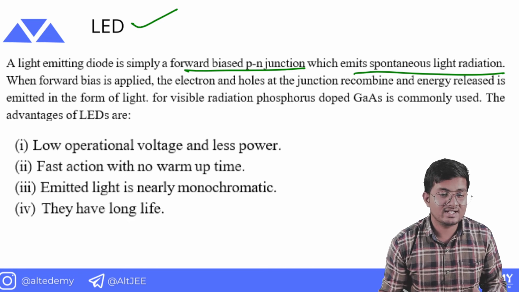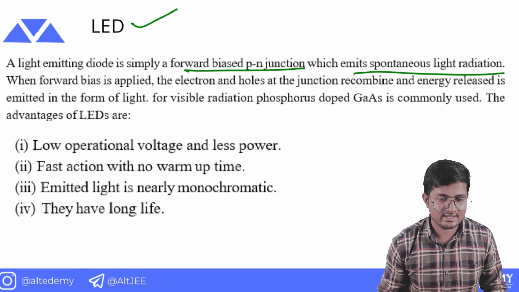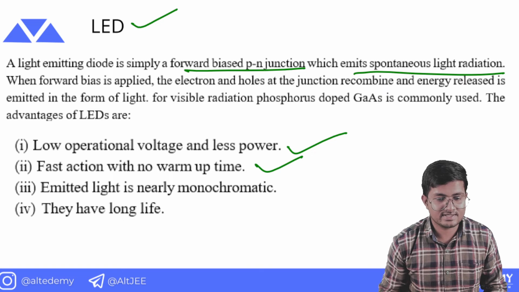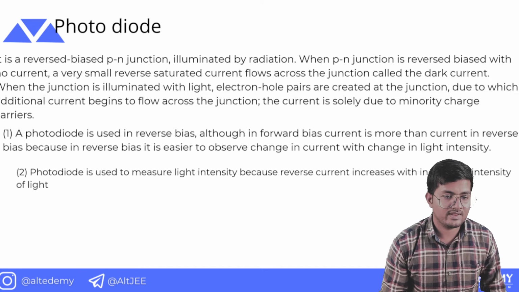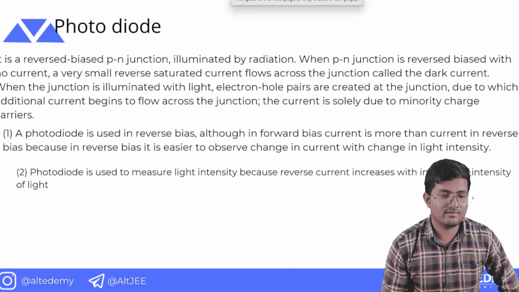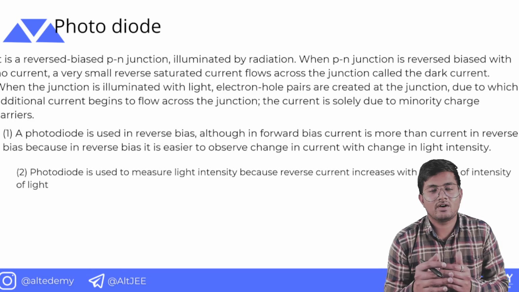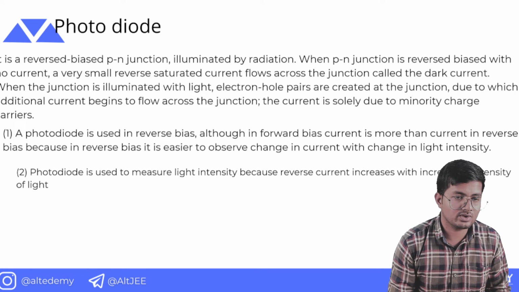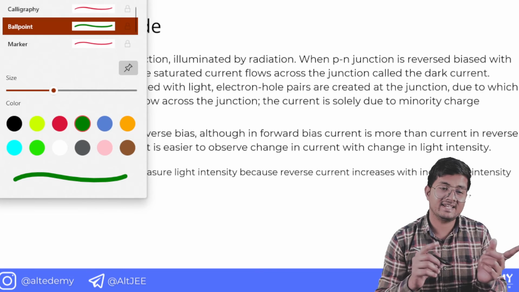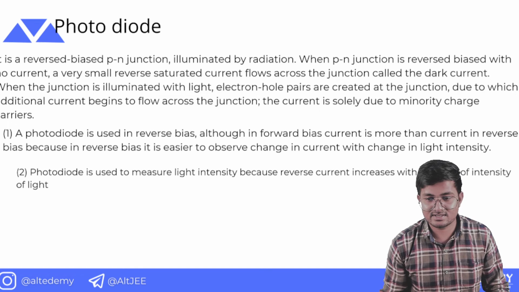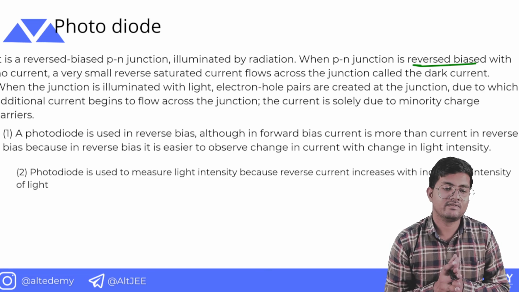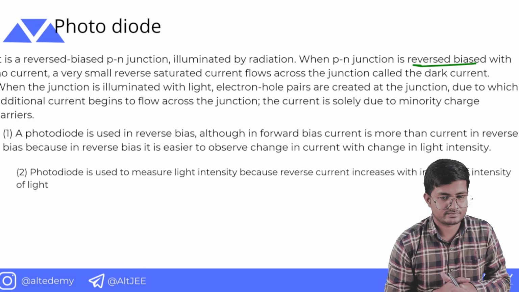All right. So there are certain advantages of LEDs: low operational voltage, less power, fast action, the light emitted is nearly monochromatic, and they have a long life, right? And then we have photodiode. What is photodiode? Photodiode is also a PN junction, but unlike LED, it is reverse biased.